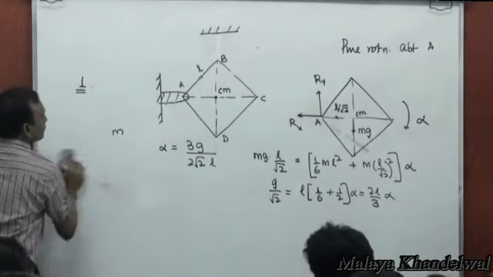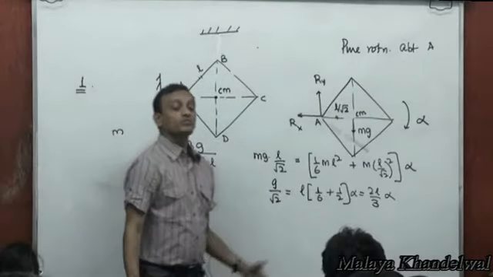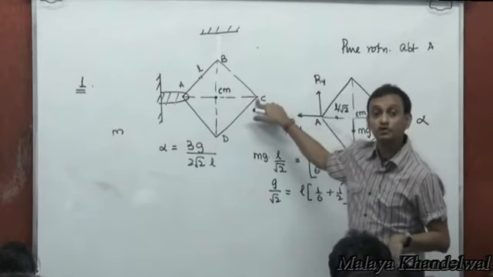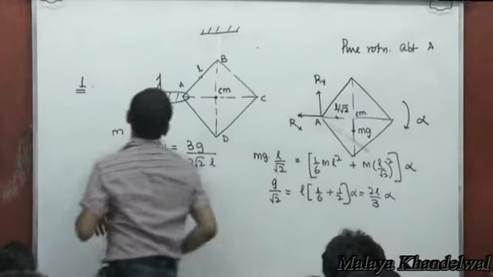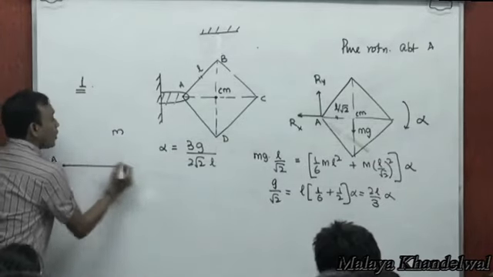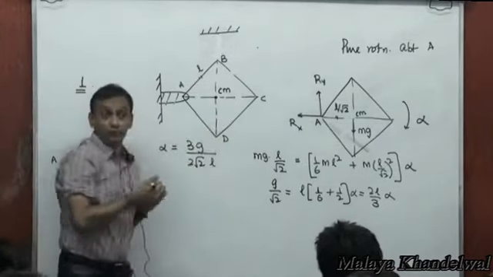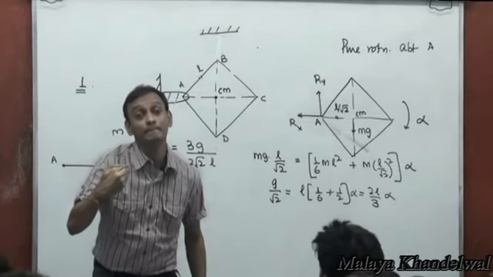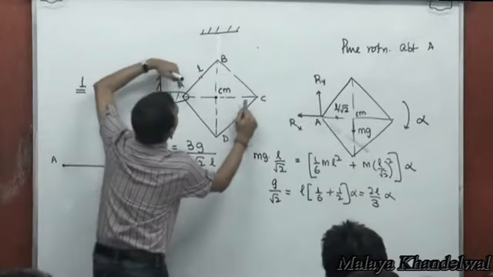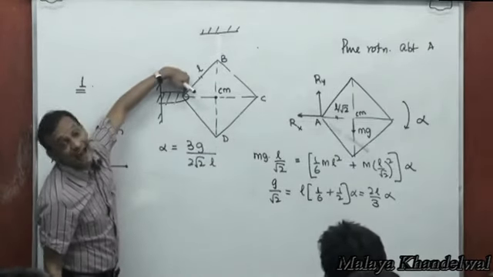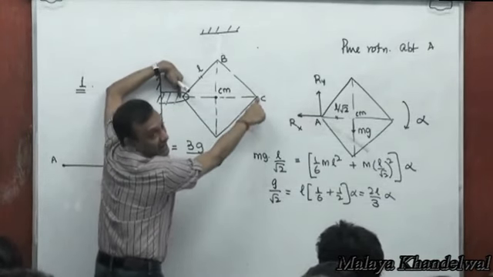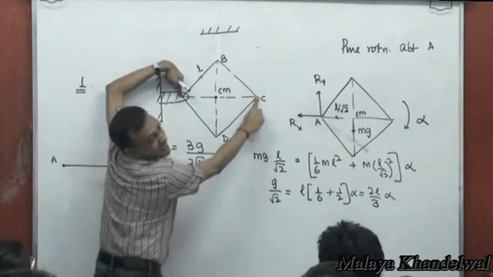Now, come to the point C. What's the acceleration of the point C? Very simple. This is A. All points on the body, since it's in a state of pure rotation, all points will have the same angular acceleration. All points will move in a circle centered at A. So C moves in a circle centered at A. That means radius CA, right? And this length is L root 2.